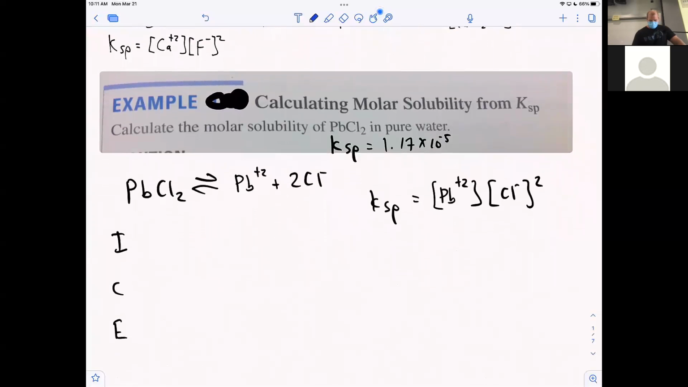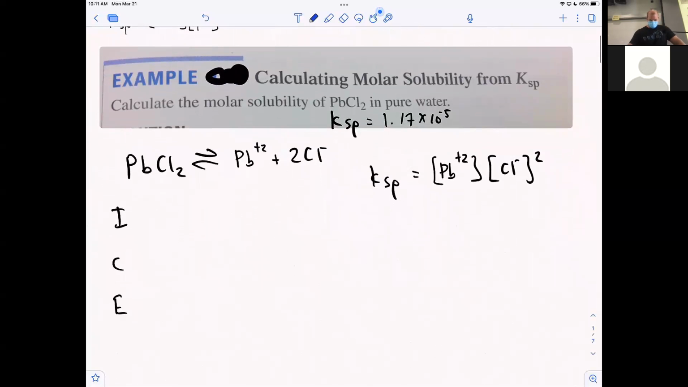So, a preview for Wednesday, we do molar solubility. I guess I can crank this one out. The solubility product constant for lead chloride is 1.7 times 10 to the minus 5. What does the molar solubility mean? How much lead chloride can I dissolve into water?